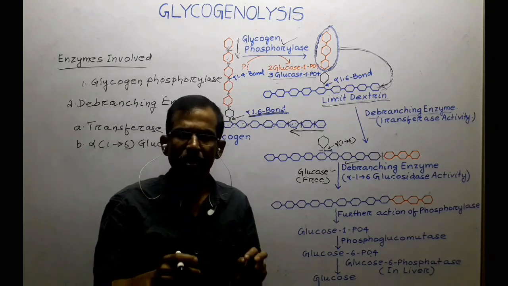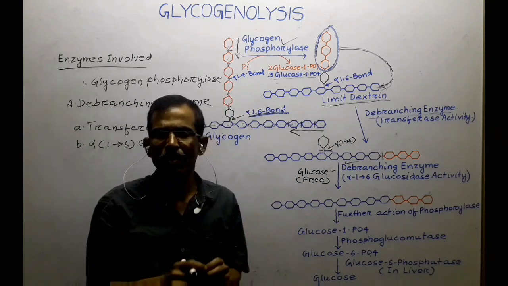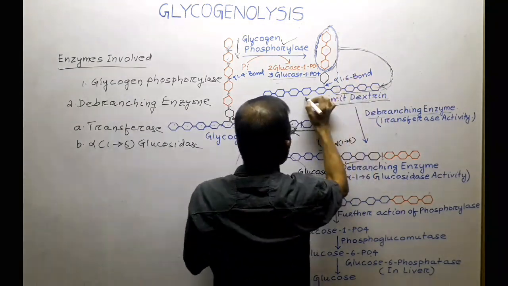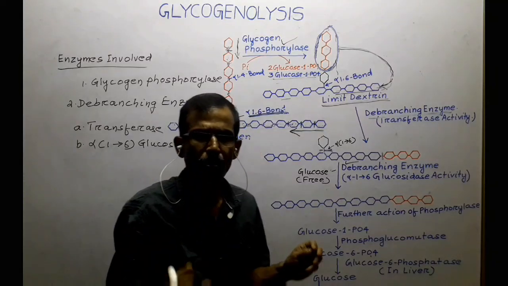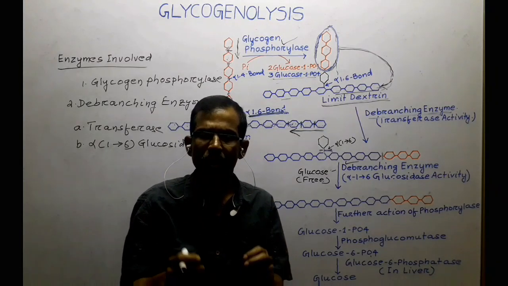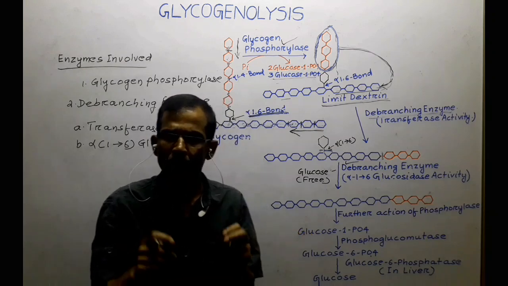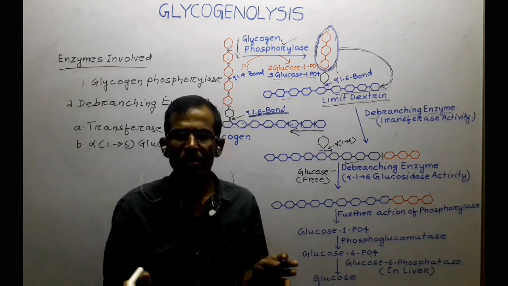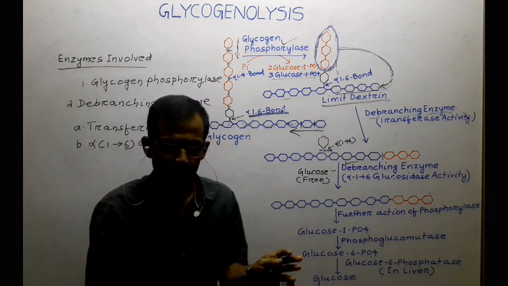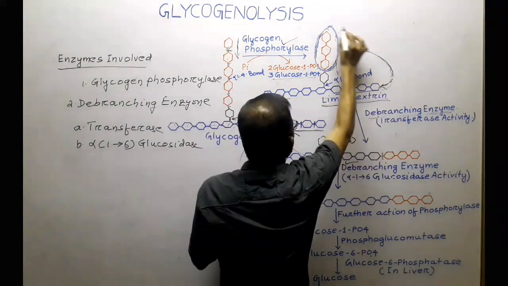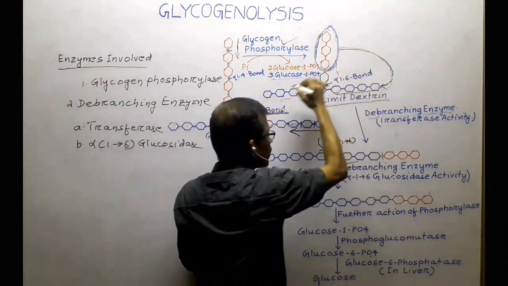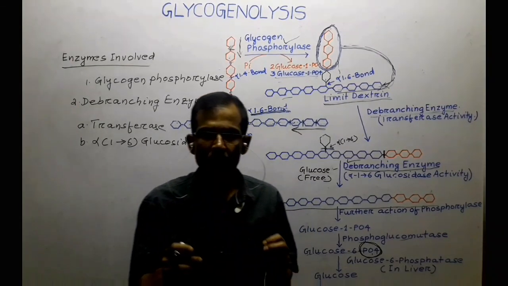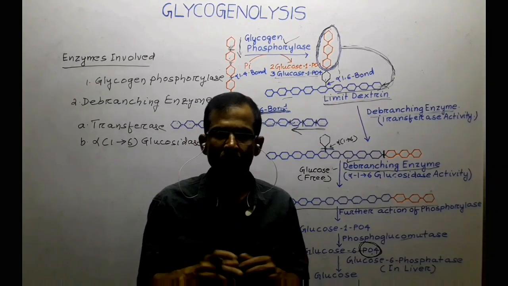This process, called phosphorolysis, continues until 4 glucose residues remain on either side of the branch point. The sequential removal of glucose units from the non-reducing ends results in the formation of a much-branched core polymer known as limit dextrin. The second enzyme that is involved in glycogenolysis is debranching enzyme.